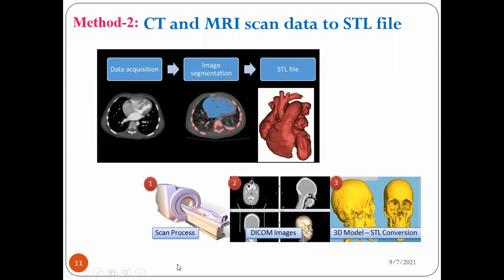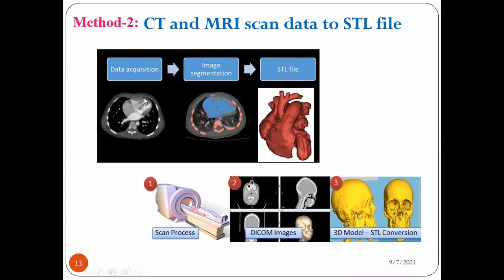These DICOM images we are collecting and using to convert to an STL file. We require the DICOM images. Normally CT raw data we can't convert to an STL file or a CAD model. We require the DICOM images, Digital Imaging and Communications in Medicine, that is the full form of DICOM. The DICOM image is required for making a medical model or to convert to the STL file.